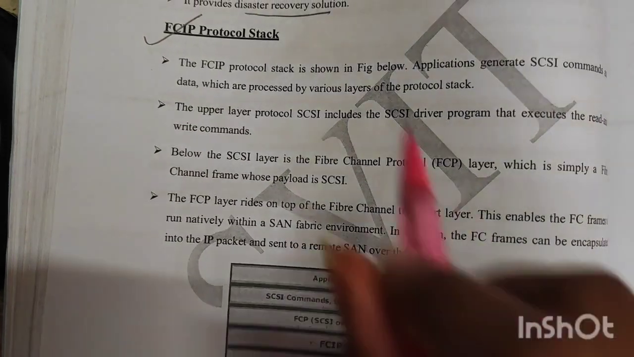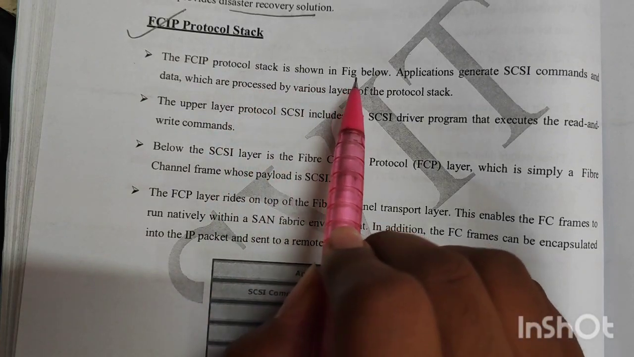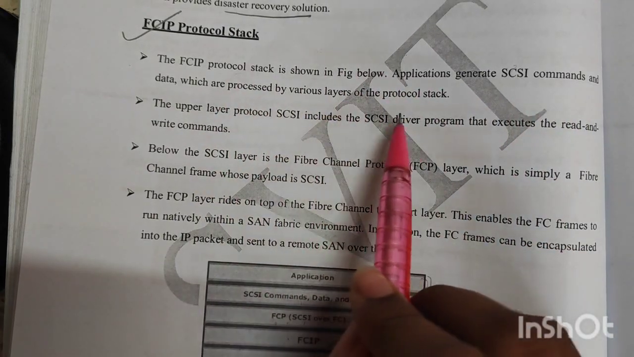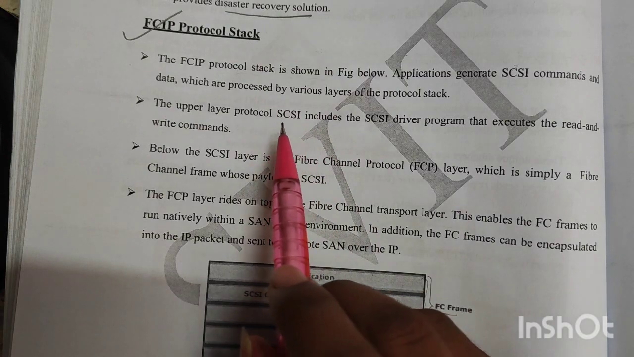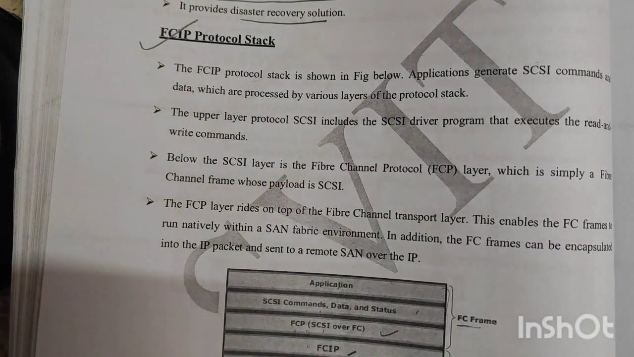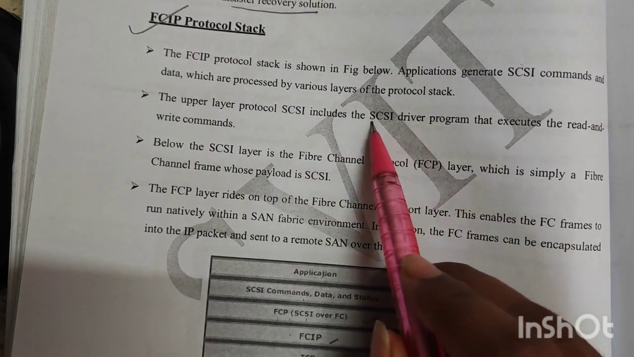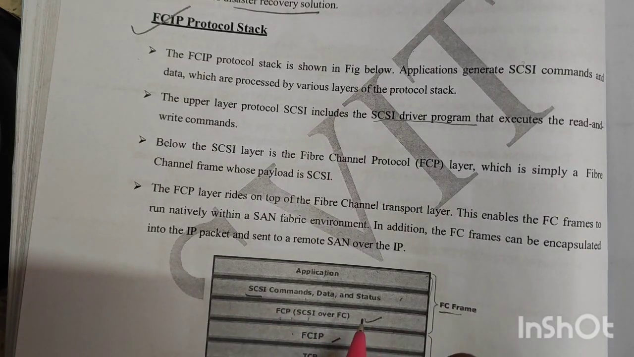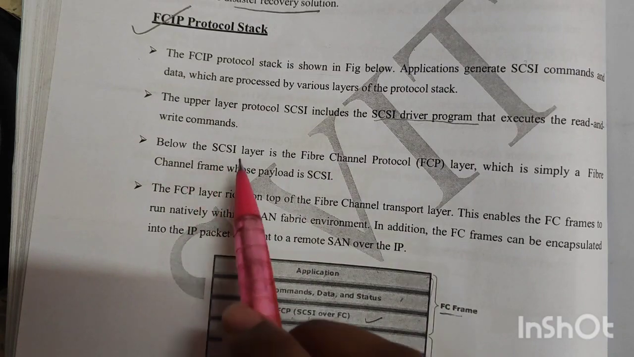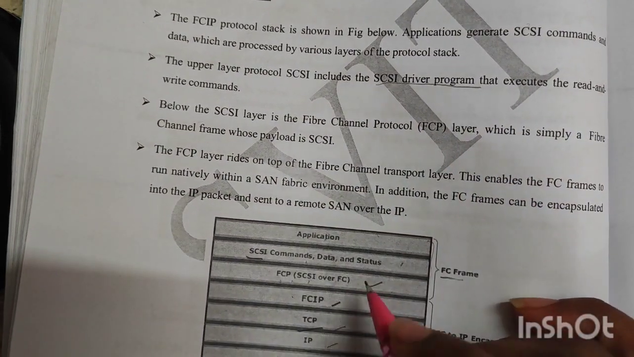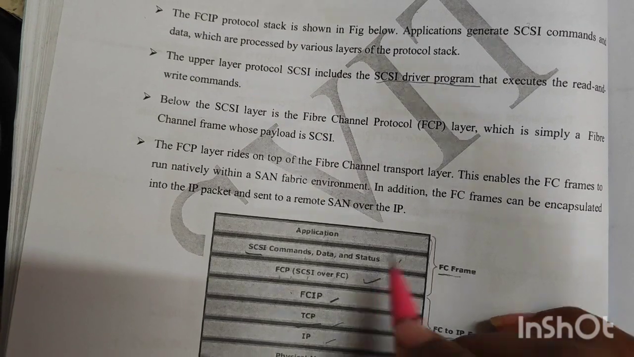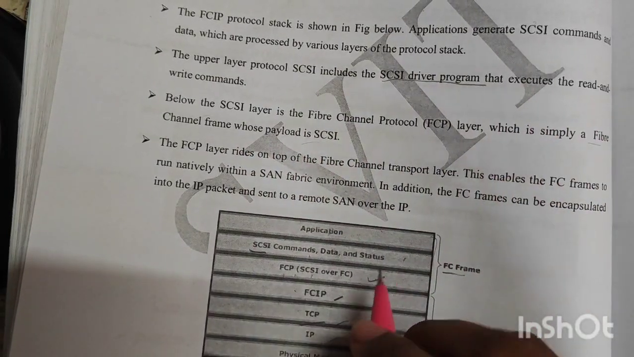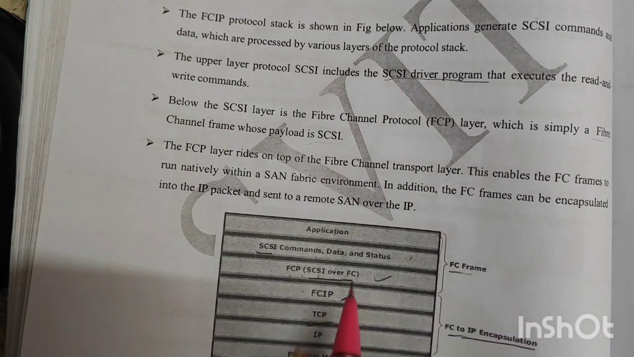The FCIP protocol stack is shown below, and the applications generate SCSI commands and data which are processed by various layers of the protocol stack. The upper layer protocol, SCSI, includes the SCSI driver that executes the read-write commands. Below the SCSI you have the Fibre Channel Protocol, the FCP protocol, your Fibre Channel frame whose payload is SCSI. So that is what is given over there.